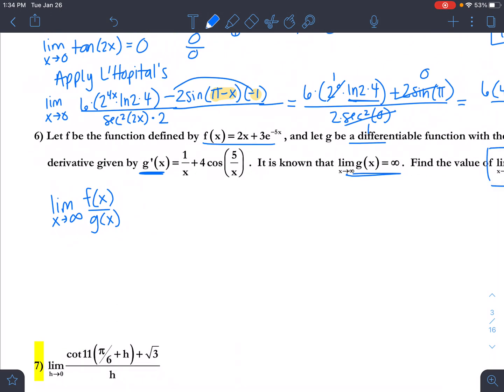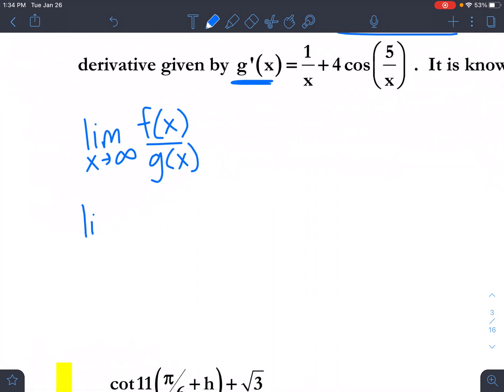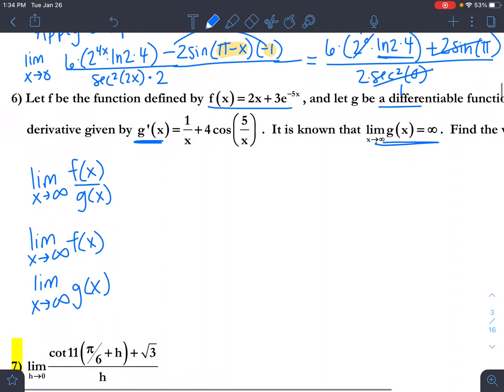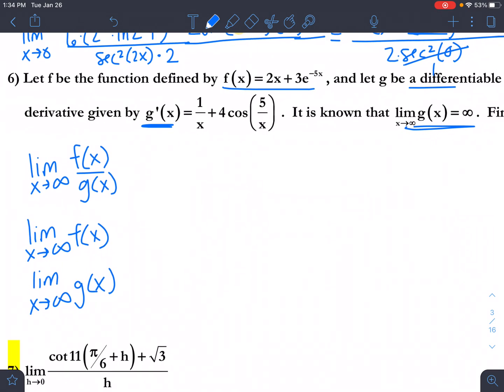Okay, so what we'd want to do here is first kind of find each one. So what happens as we approach infinity for the numerator, and what happens as we approach infinity for the denominator. Okay, reason for this is that's kind of how they gave us the information. Also, we might be thinking this is L'Hopital. So it tells us right here, this guy is infinity, okay?